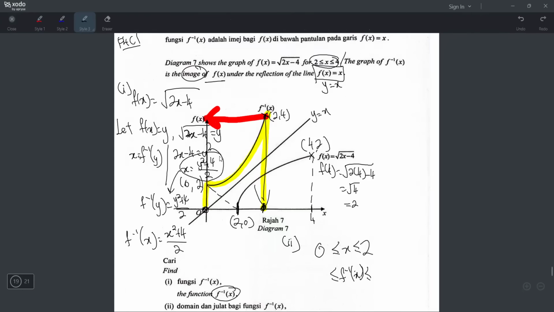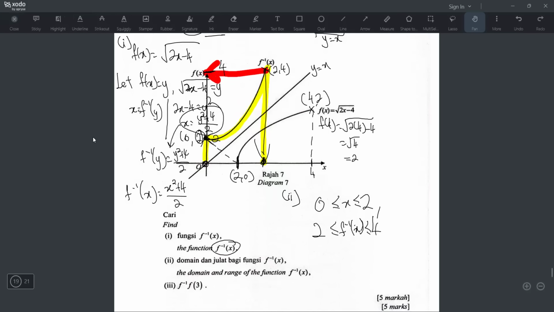Because that's the range of y, right? The lowest point to the highest point. But you will take the lowest point y coordinate, which is 2, right? And then the highest point y coordinate, that's going to be 4 because the y coordinate of this point is 4. So the range will be 2 to 4. And that's the answer.